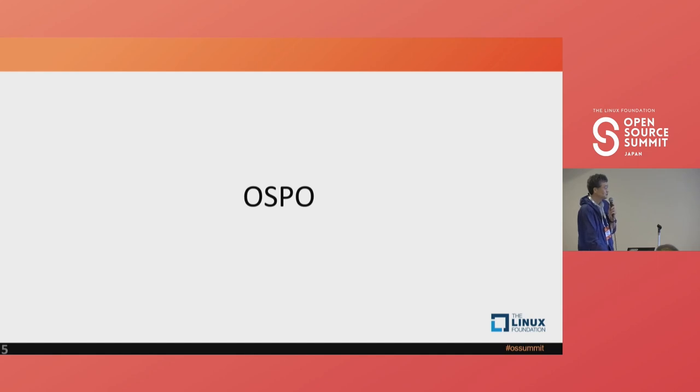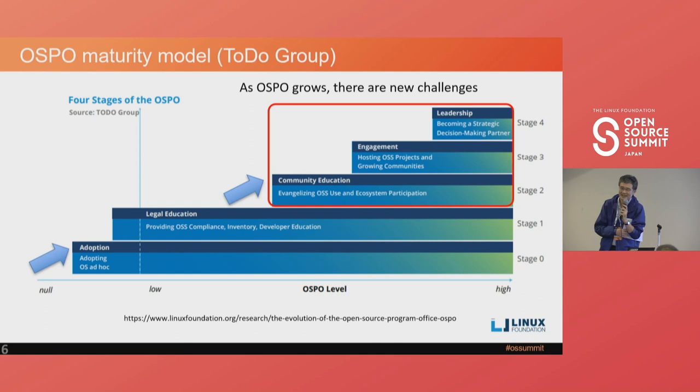At first, OSPO. Yeah, this is the third time today. This is more popular than yesterday. And this is the OSPO maturity model. This is a very good model created by the TODO Group. And I think this model showed the insight for the OSPO journey, how to grow to the next step. And with this picture, we can see forward about what is the next step and what are the issues in the future.